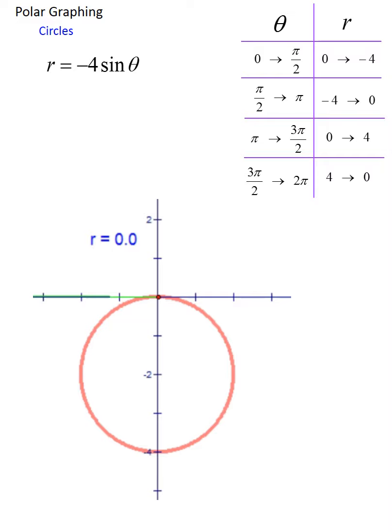Here's theta sweeping through quadrant 3. Notice the table indicates that r will go from 0 to 4. There's r going from 0 to +4. And finally, in quadrant 4, watch as r goes from 4 back to 0.